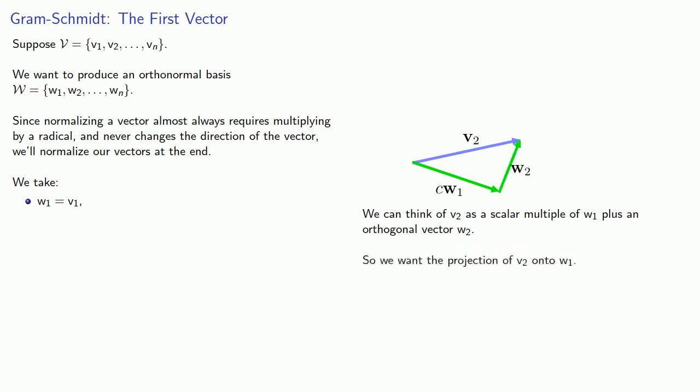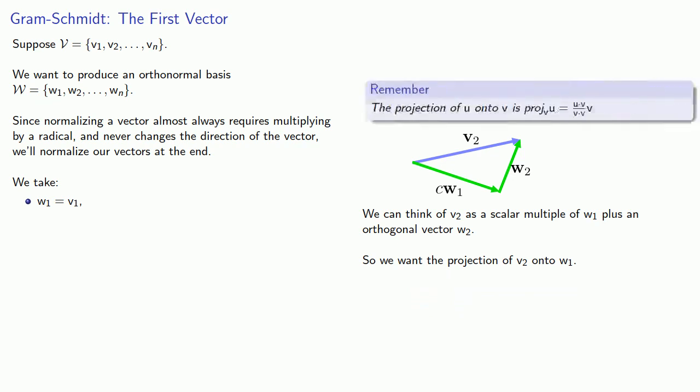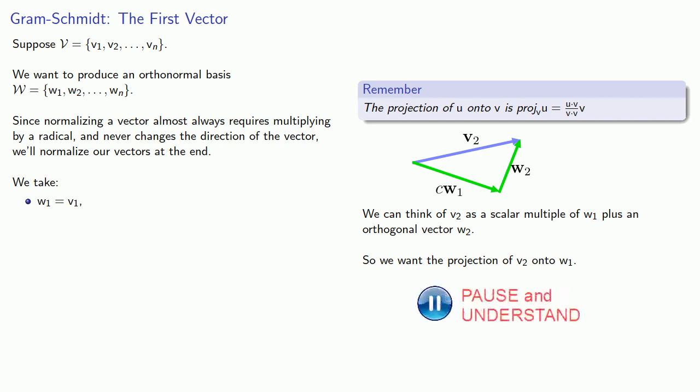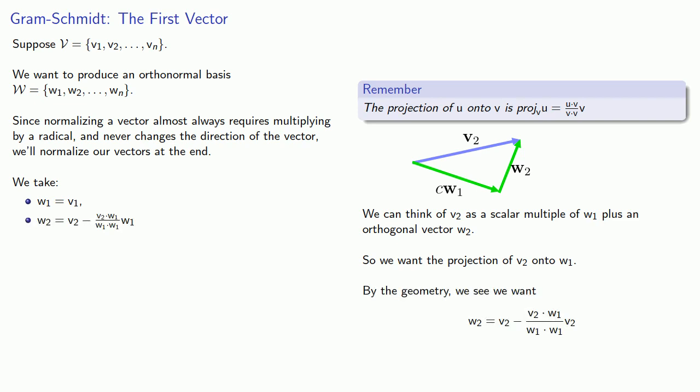So we want the projection of V2 onto W1. And if you don't remember what that looks like, that's going to be the dot product of the two vectors divided by the dot product of the vector we're projecting onto with itself, pointed in the direction of that vector. So by the geometry, we see that we want W2 to be V2 minus that projection.